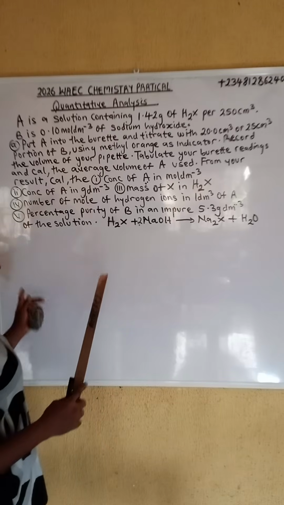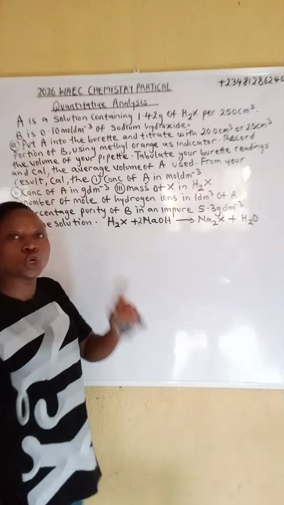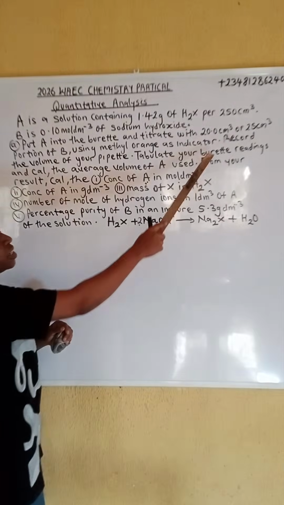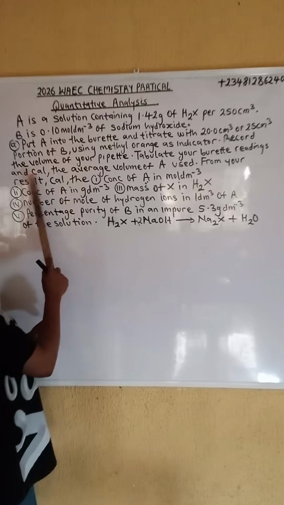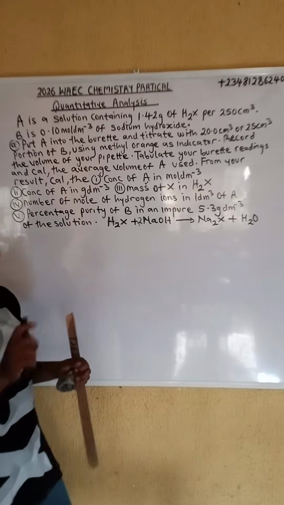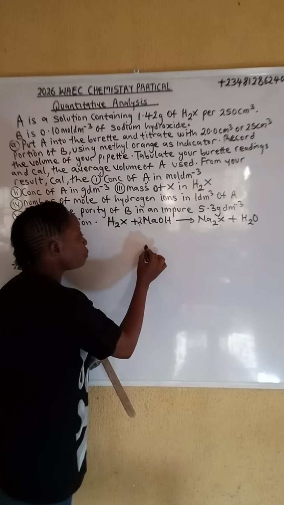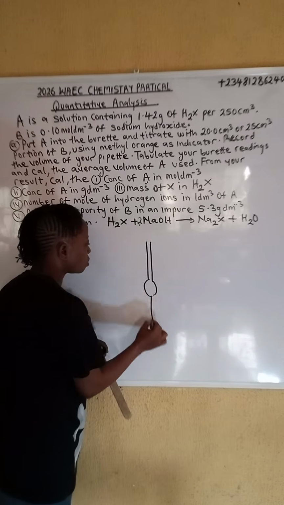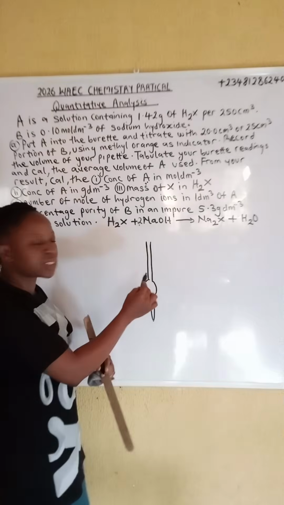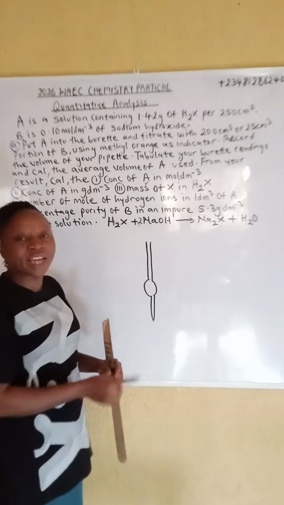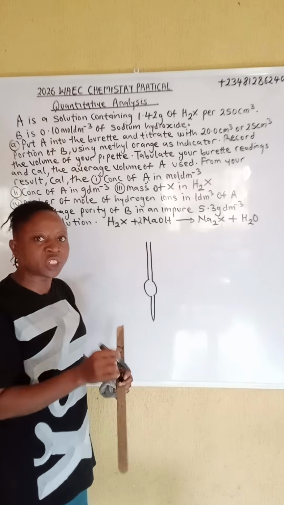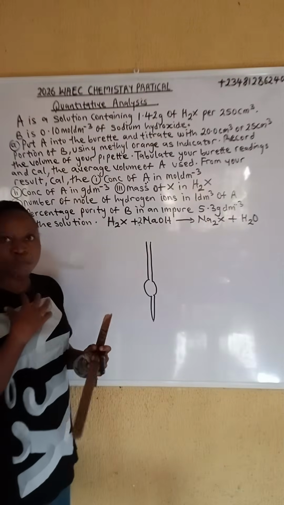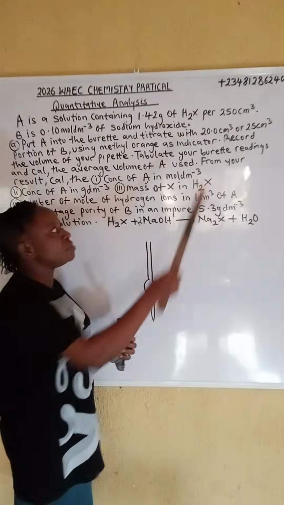Now, what is the first thing you are going to do? You record the volume of your school pipette. You can see the question says record the volume of your pipette. So you record the volume of your school pipette. Pipette is in this form. So look at your pipette. You are going to see the volume on it. Then if you don't know it, ask your subject teacher.